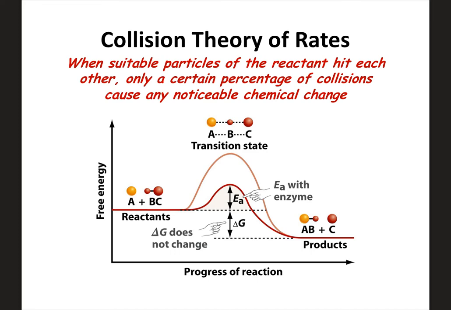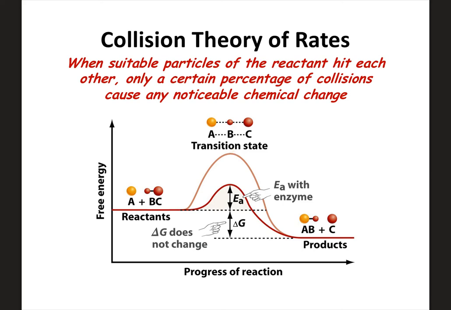So what we're looking at here is energy on the y-axis and the progress of the reaction on the x-axis. We have our reactants here, which is A reacting with B, C, and then eventually when the reaction takes place, we get AB plus C forming. If you notice here, your reactants start at a certain amount of energy. The energy then goes up. Essentially, you have this minimum amount of energy that must be met.